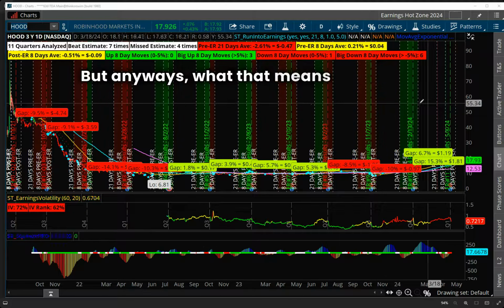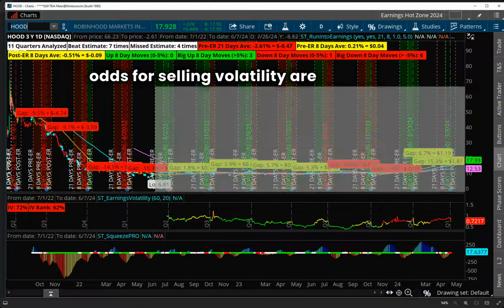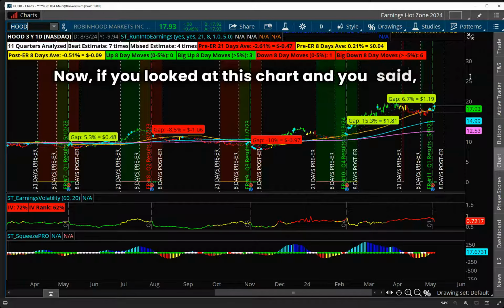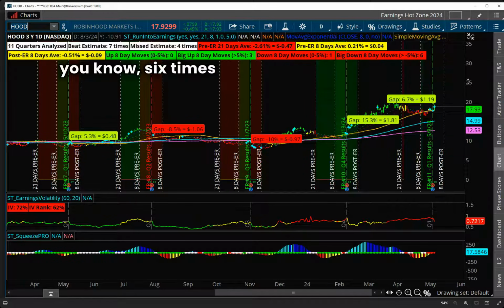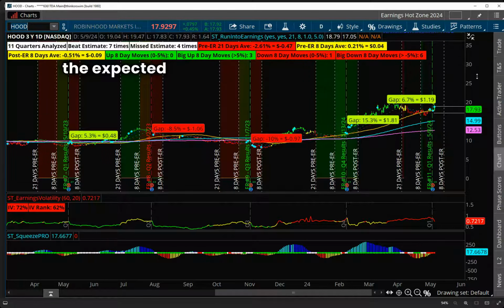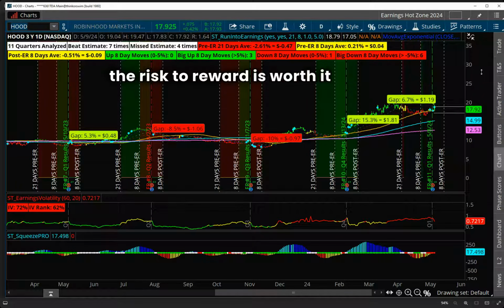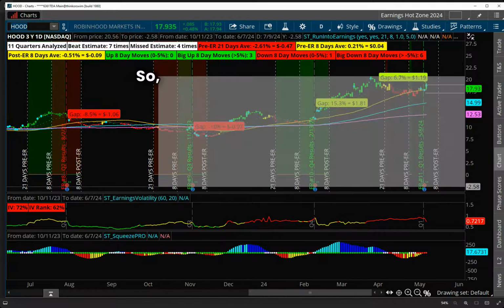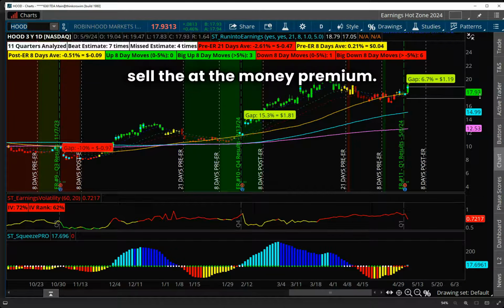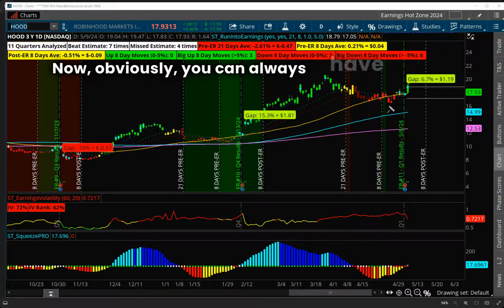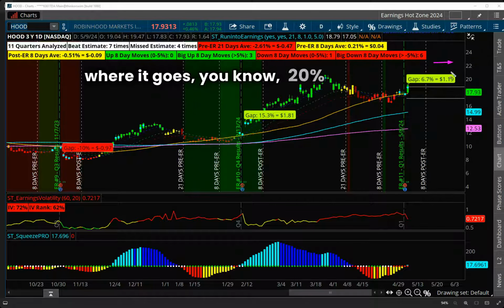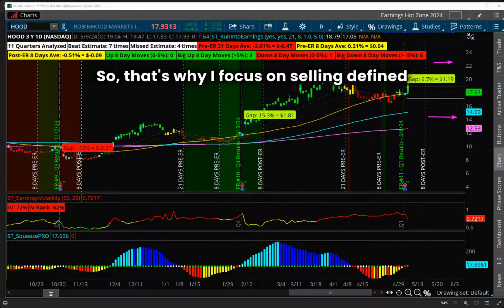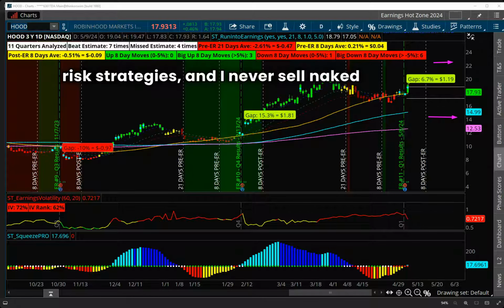But anyways, what that means is that your odds for selling volatility are really good. Now, if you looked at this chart and you said, well, 6 times out of 12, it moves more than the expected range, you basically have a 50-50 shot. So at that point, you just have to determine if the risk to reward is worth it for you. In this instance, I felt I had a pretty good shot. So I wanted to go ahead and sell the at the money premium. Now, obviously, you can always have any random quarter where it goes 20% against you. So that's why I focus on selling defined risk strategies and I never sell naked premium.